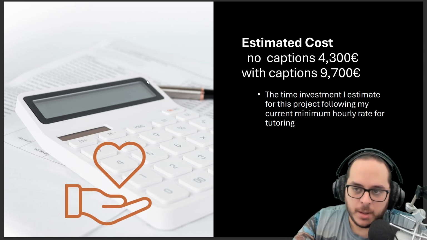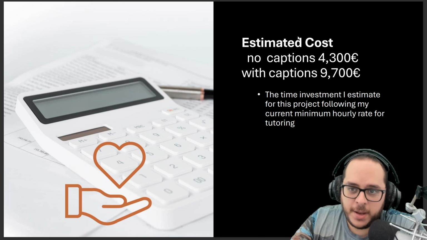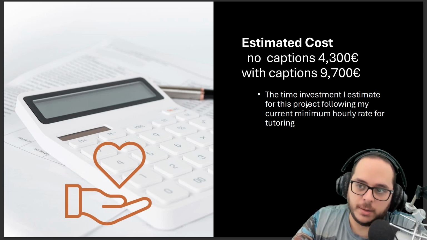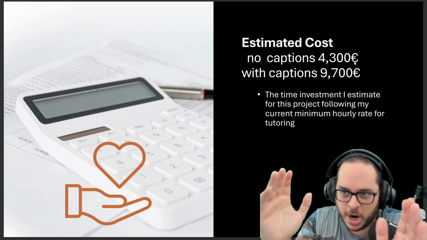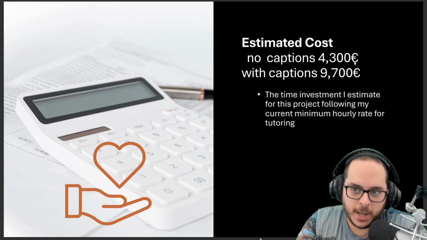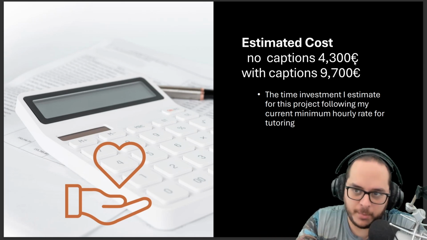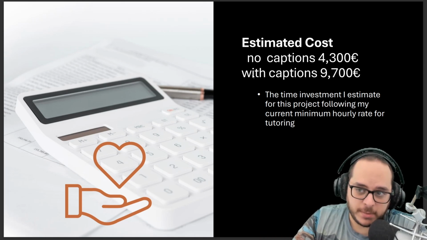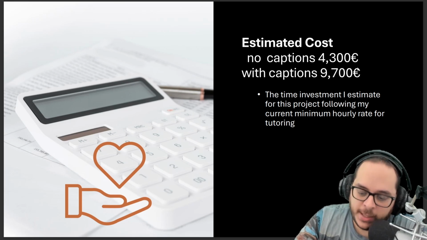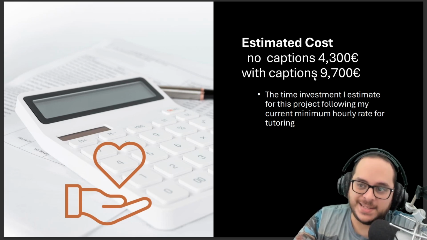So long story short, if I use a heuristic of my minimum hourly rate for tutoring, the course will be 4,300 minimum. So that's recording and minimum editing. No censoring, no zooming in, zooming out, so the bare minimum. But if I want to do captions, it will be close to 10,000, 10 grand, because amending the captions takes a while.